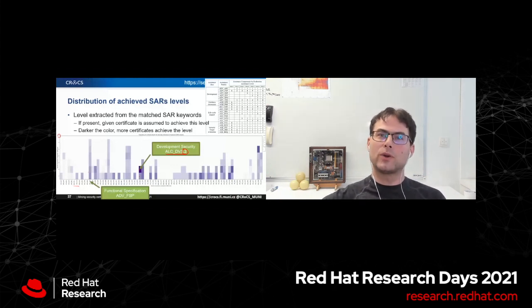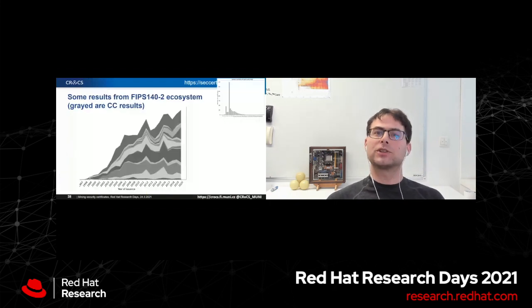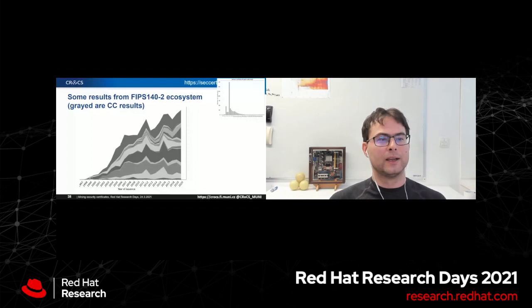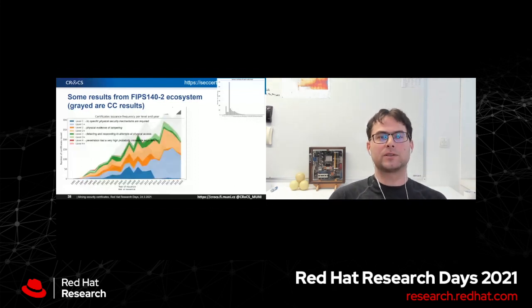Mostly so far, I was talking about the Common Criteria ecosystem. So let's take a look at something from the FIPS ecosystem. The gray stuff you now see are from Common Criteria results, and I kept it there to give you the comparison between the FIPS stuff and Common Criteria. So what about the number of certificates and categories of certificates? The number of certificates overall in the FIPS 140-2 ecosystem is somewhat smaller, not too much, but somewhat smaller. It peaked here.